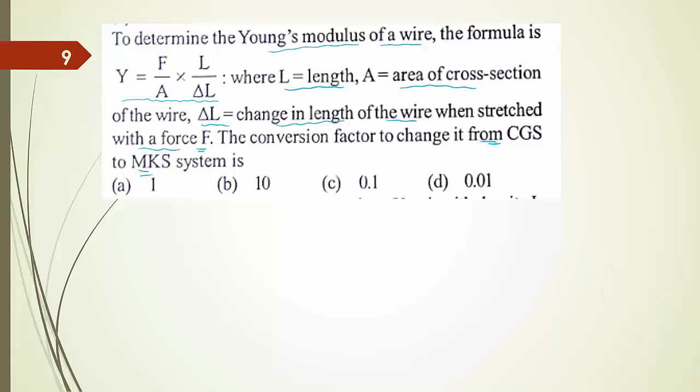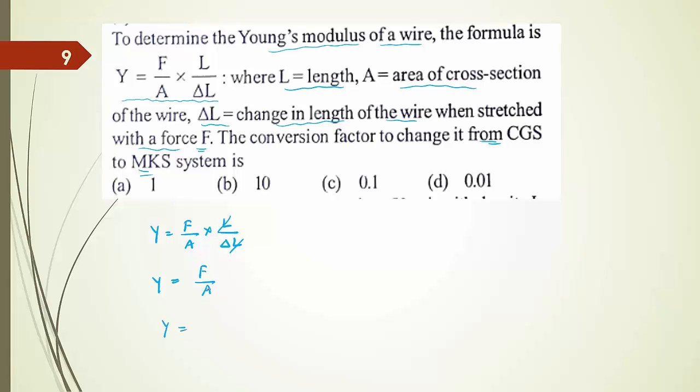Here the equation for Young's modulus of a wire is given, and the equation is Y equal to F over A into L divided by delta L. This is the equation for Young's modulus. We have to convert from CGS to MKS. See here, Y equal to F divided by A into L over delta L. L is measured in meter, delta L is also measured in meter. So length and length will get cancelled. We got F divided by A.